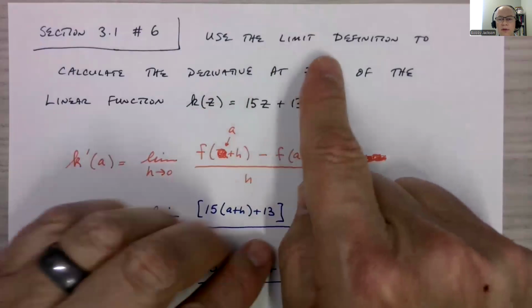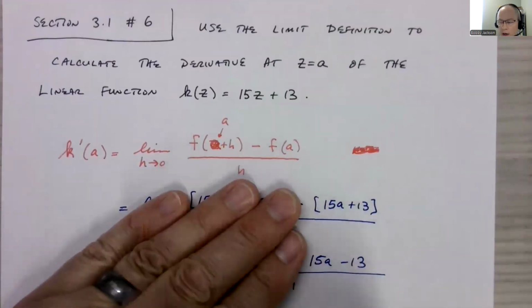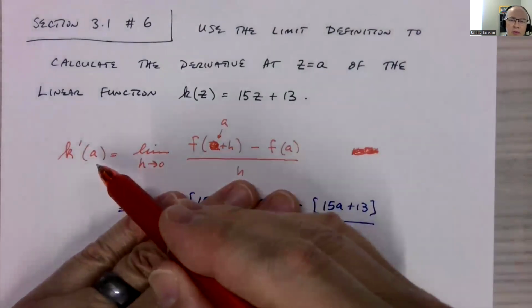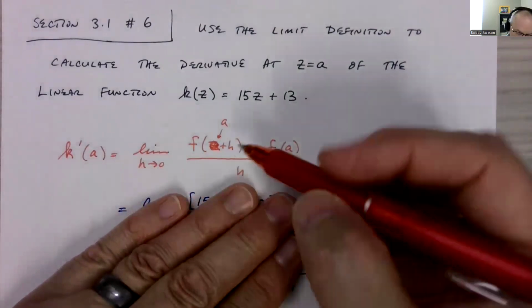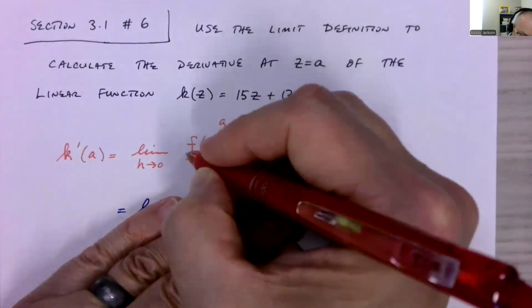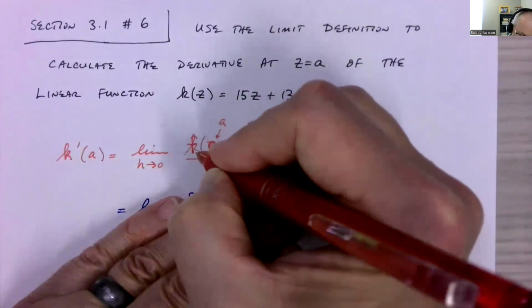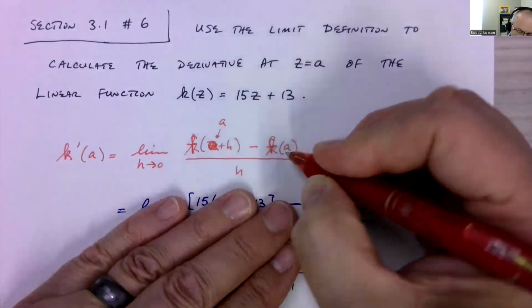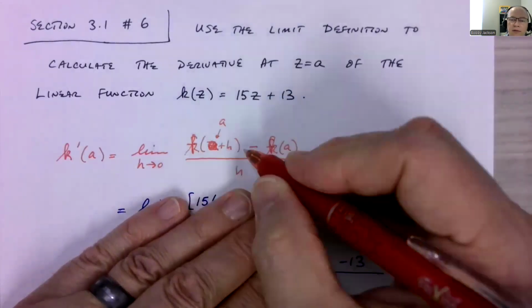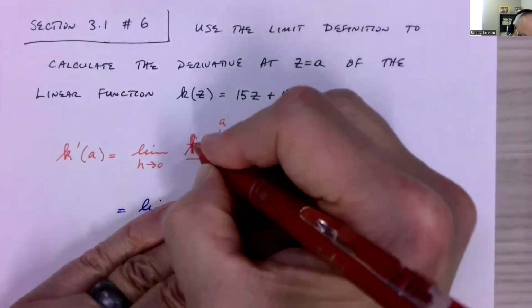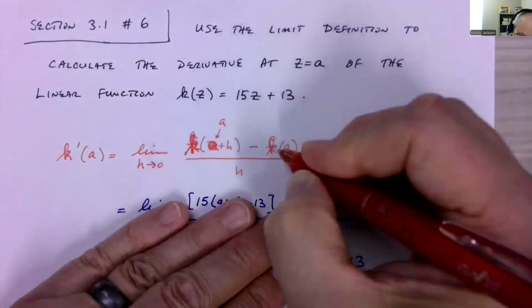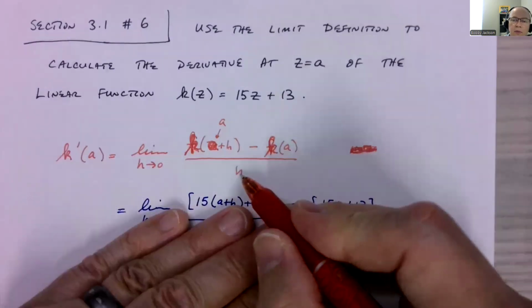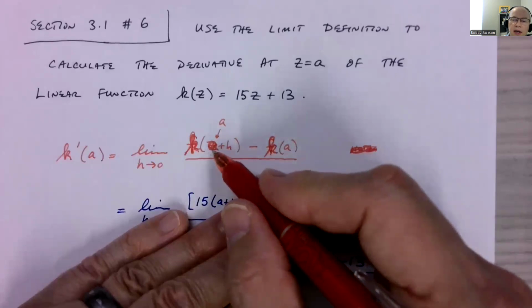So we're going to use the limit definition. What's that going to look like? I've got it actually wrong, but let's see. k prime of a will be the limit as h approaches 0, and even I was led astray. It's not f, it's k. This is k of a plus h minus k of a, right? So instead of f, we're using the function, in this case, k, all divided by h.